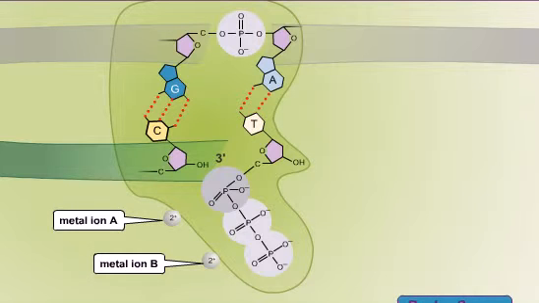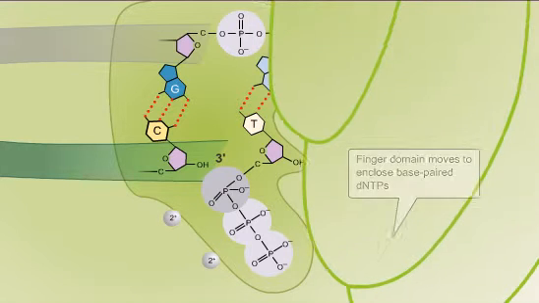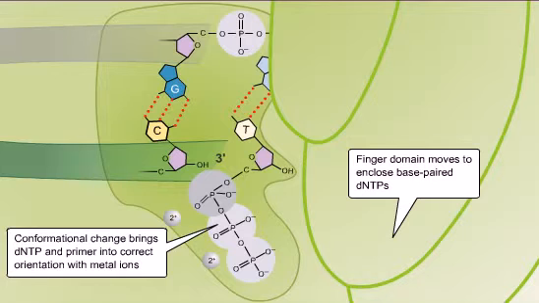The palm domain also binds two divalent metal ions. These metal ions are crucial for DNA polymerization activity. Once a correct base pair is formed between the incoming dNTP and the template, the finger domain moves to enclose the dNTP. This conformational change brings the divalent metal ions into the correct positions to function.